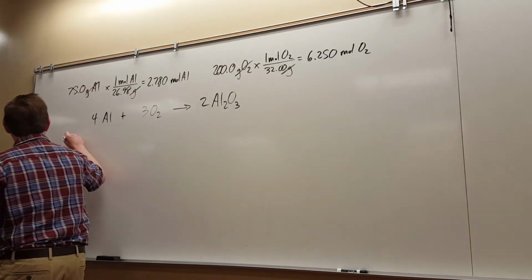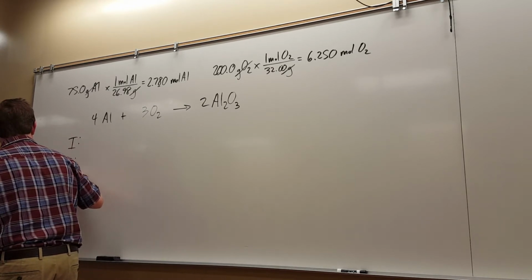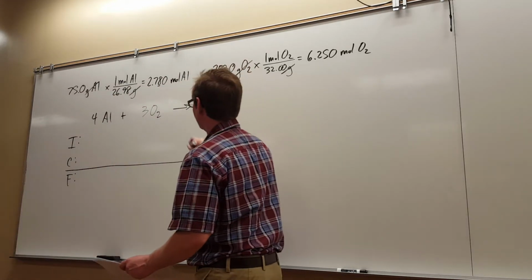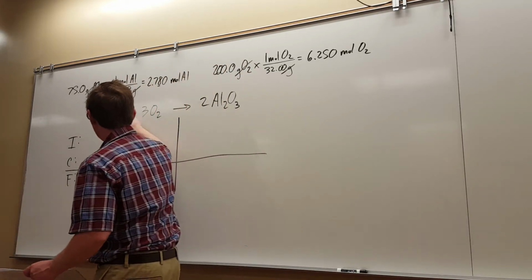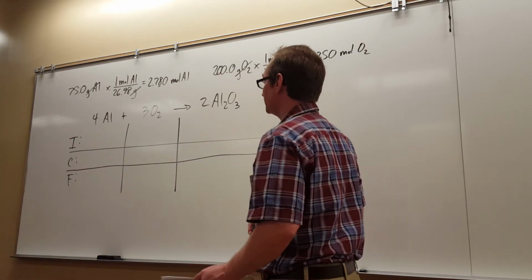We're going to make an amounts table. All right, so we have initial, change, final. We're going to go ahead and make a column in a row.